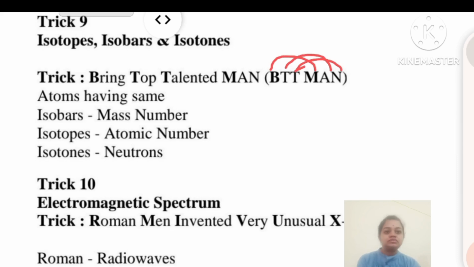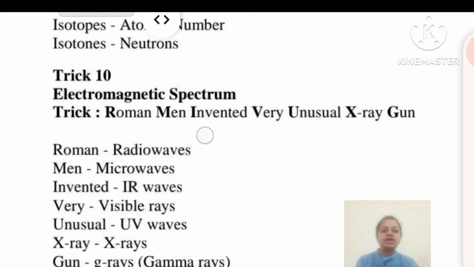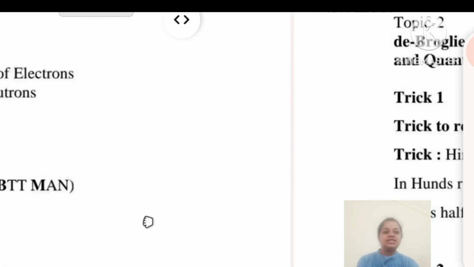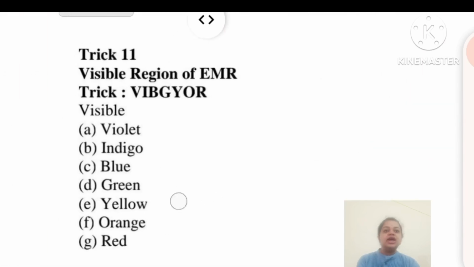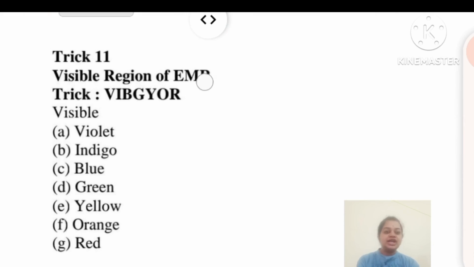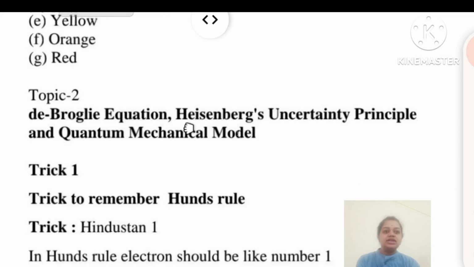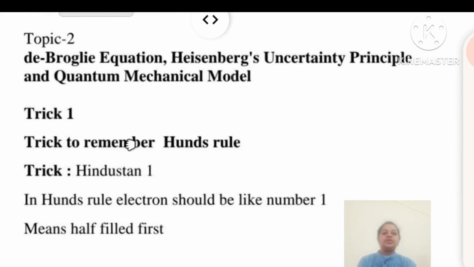Then, this we have already discussed. Then, electromagnetic radiations in the visible region will be VIBGYOR. Usually, you will be knowing this VIBGYOR, that is violet, indigo, blue, green, yellow, orange and red. Coming to the next trick, that is about Hund's rule.